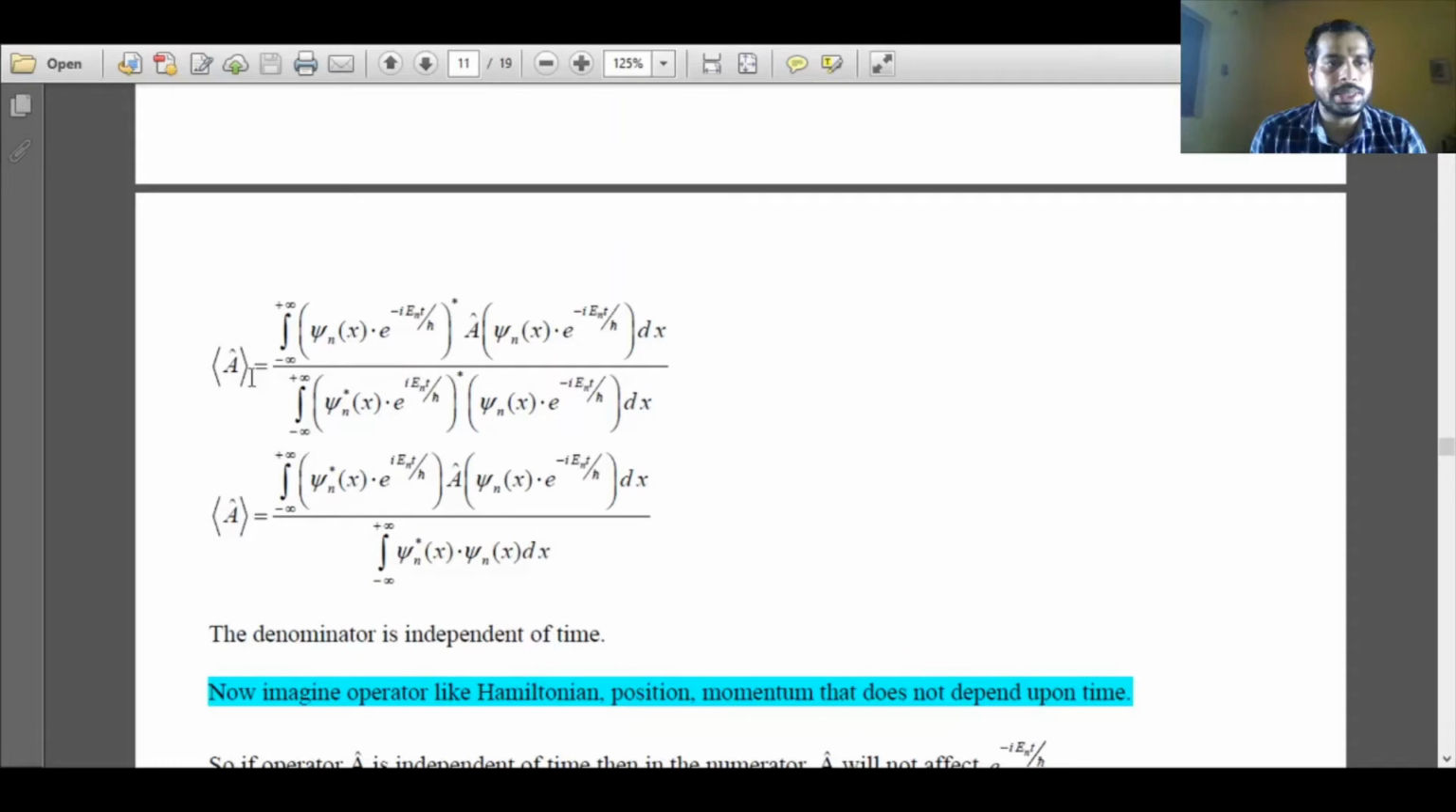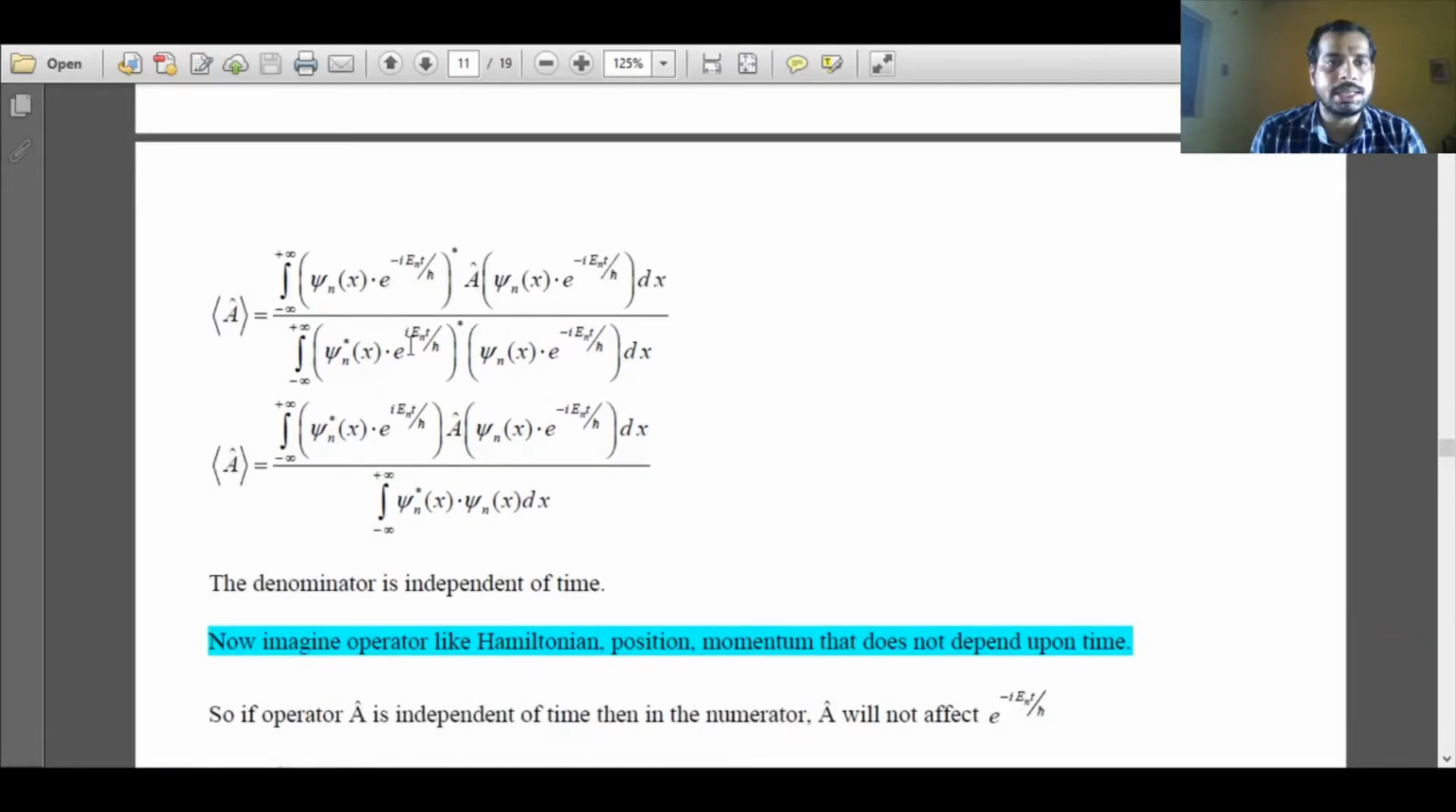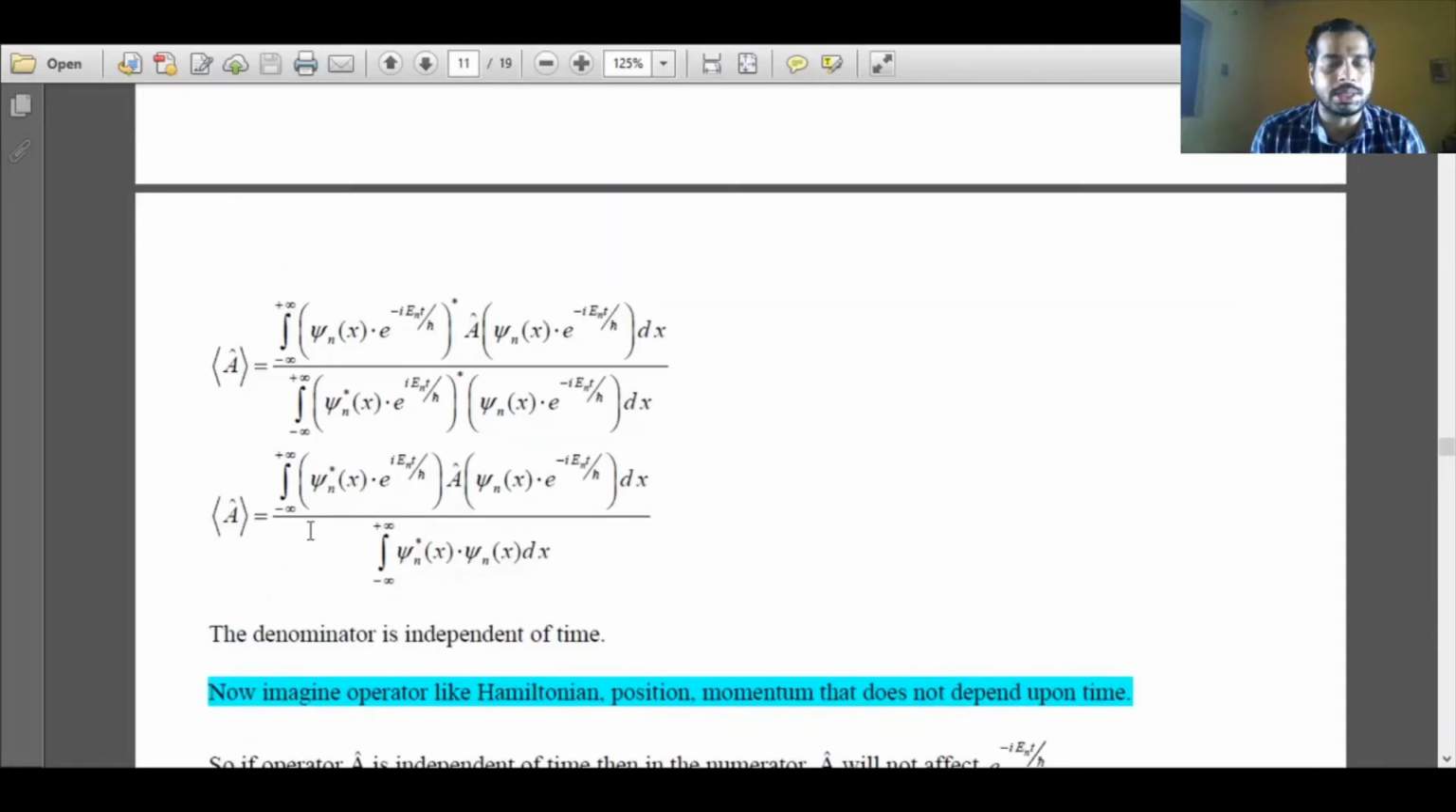So what will the numerator be now? The numerator becomes psi star(x) times the operator acting on the wave function psi(x), dx. Psi is now only a function of position, not of time. So my expectation value is the integration over whole space of psi star(x) operator psi(x) dx, and in the denominator, the integration over whole space of psi star(x) psi(x) dx. When the wave functions are normalized, the denominator becomes 1. So the expression is time independent for operators like the Hamiltonian, which are not functions of time. For such operators, the expectation value of the corresponding observable will be independent of time.